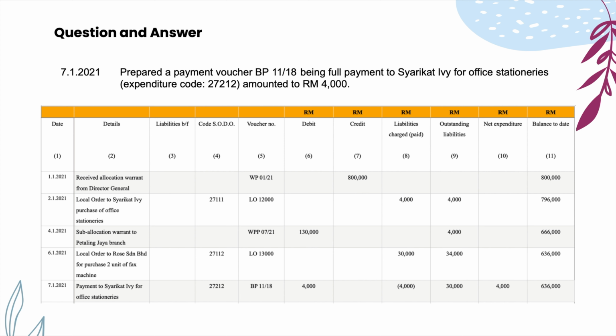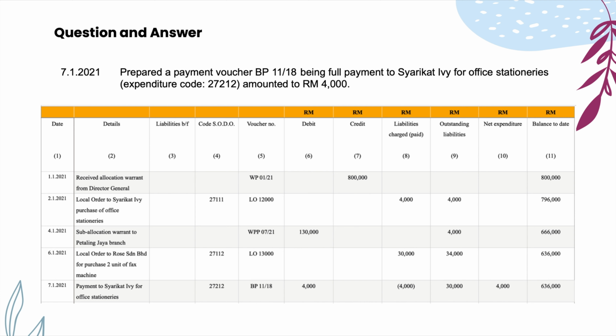11/18 being full payment to Syarikat IV for office stationeries with expenditure code 27212 amounted to 4,000 ringgit. This is an expenditure whereby the amount paid is less than or equal to the amount of liability, therefore, it will only affect Part 3. So we will record in the basic columns since the payment will decrease the budget. So we are going to record the amount of 4,000 ringgit on the debit column and the amount in column 8 will be recorded in brackets, to indicate that it has been paid.